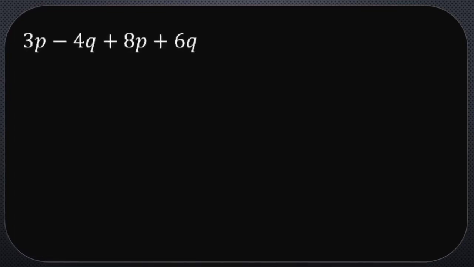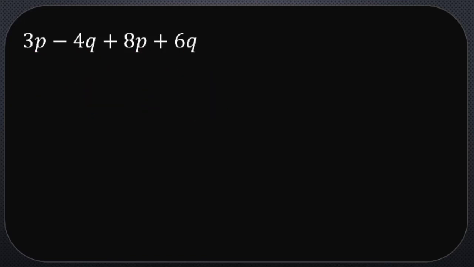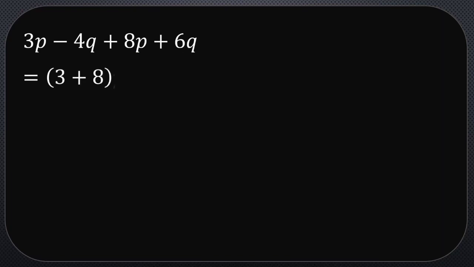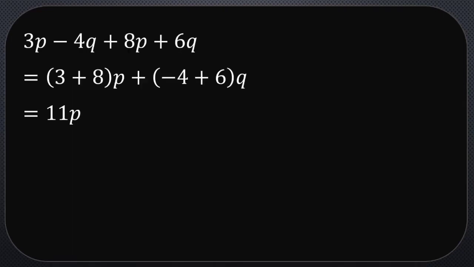Not all the time we get x and y as variables in algebraic expressions. However, the procedure in which we solve them remains the same. For instance, 3p minus 4q plus 8p plus 6q is an algebraic expression. There are 2p terms and 2q terms. Grouping the p terms, we get 3 plus 8 all times p. And combining the q terms, we get -4 plus 6 all multiplied by q. 3 plus 8 is 11. 11 times p is 11p.